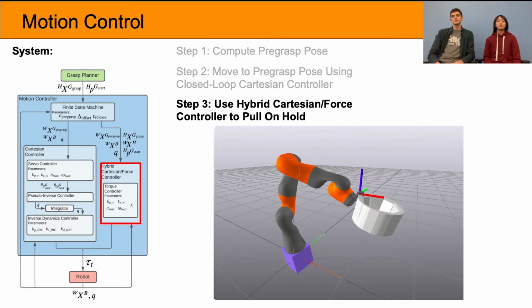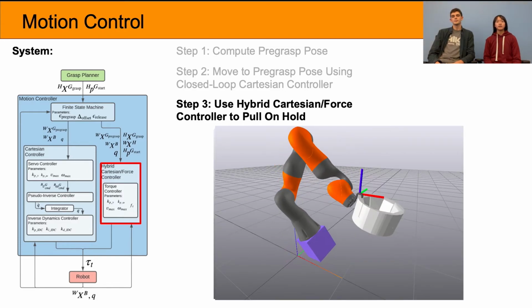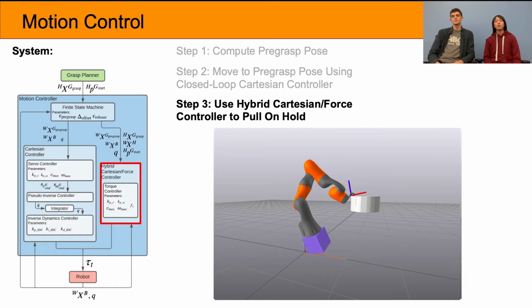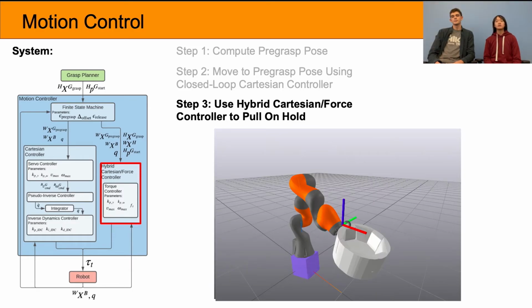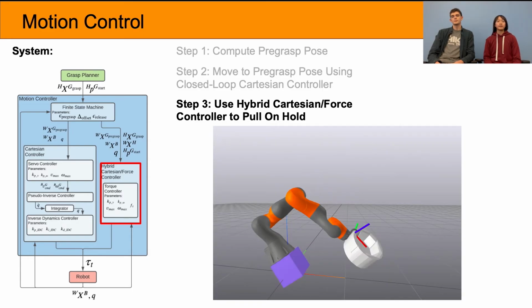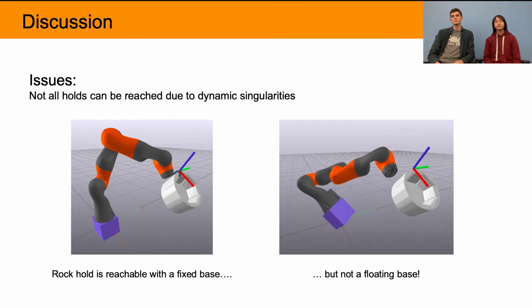This controller attempts to maintain the orientation, x and y positions of the gripper while exerting a fixed amount of force along the negative z direction in the frame that's defined by the grasp pose. Using the grasp frame instead of the world frame enables the robot to climb holds in a variety of orientations.